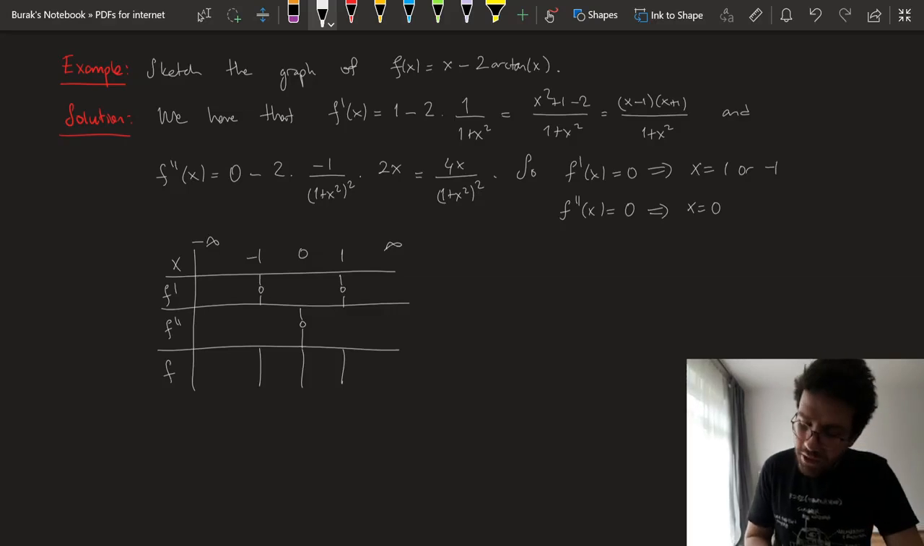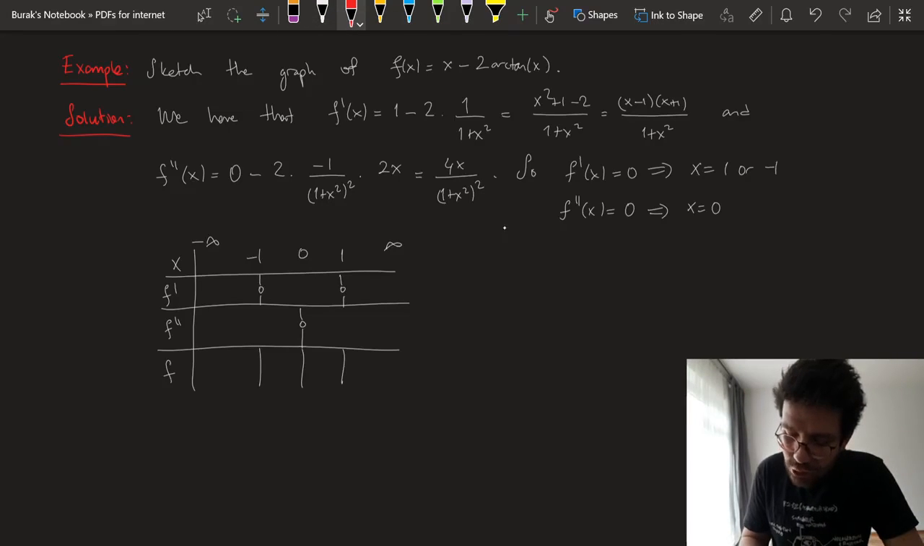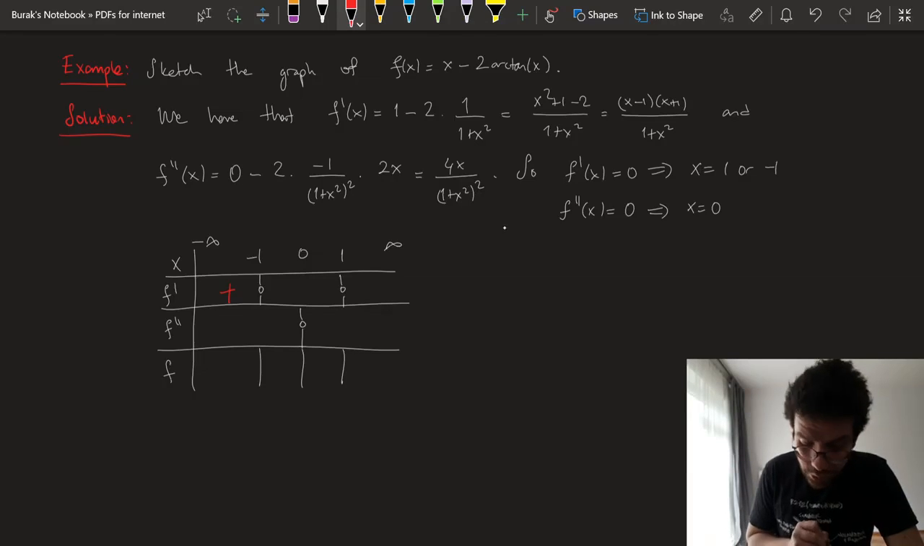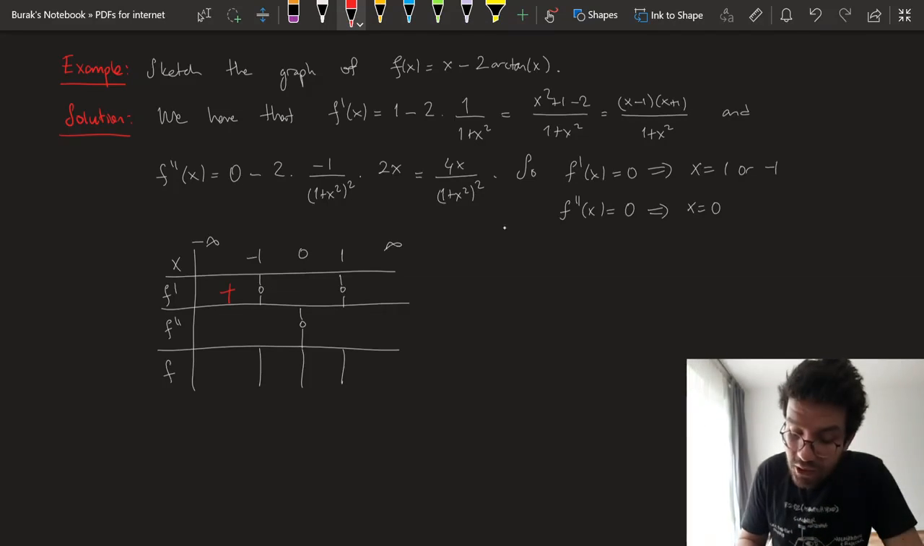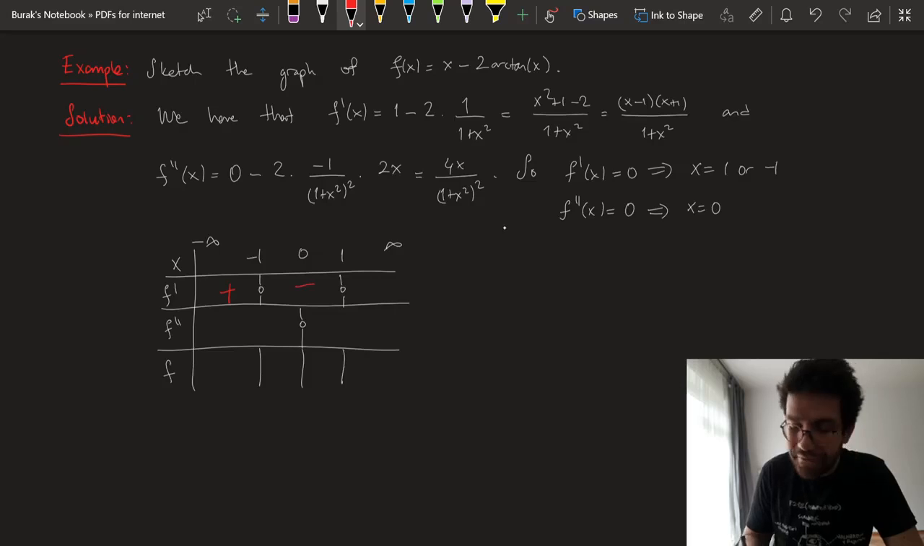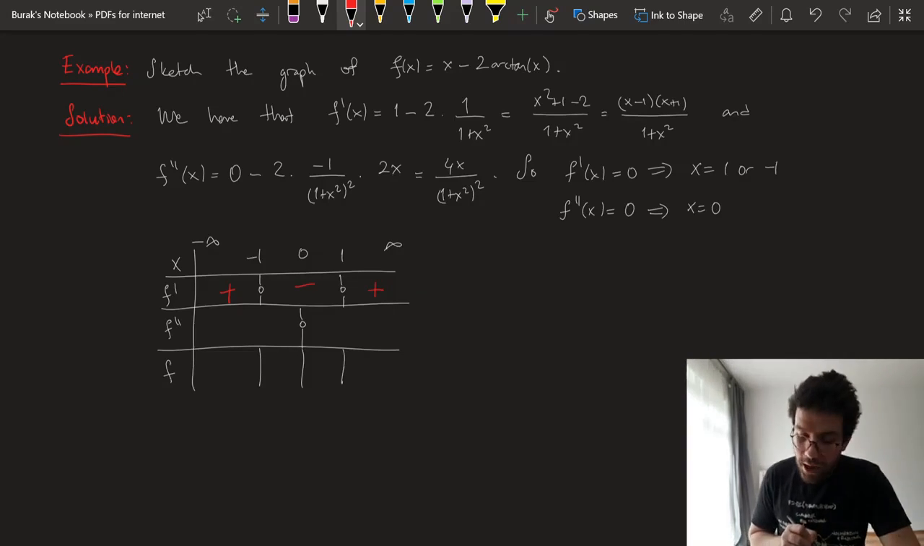If x is less than minus 1, you can see that the denominator here is positive all the time. And if x is less than minus 1, this is negative, their product is positive. If x is between minus 1 and 1, this is positive and this is negative, so their product is negative. If x is bigger than 1, everything is positive, so I have this. What about f double prime?